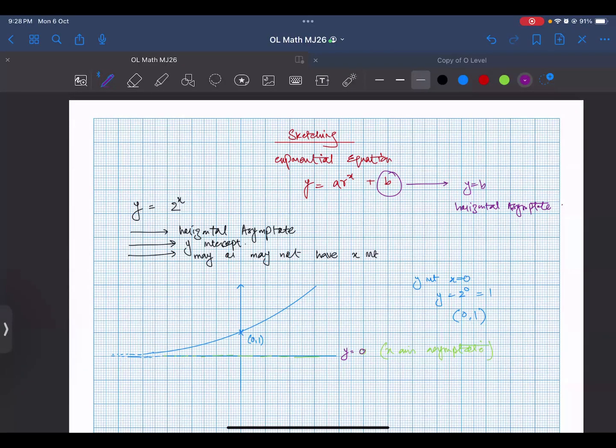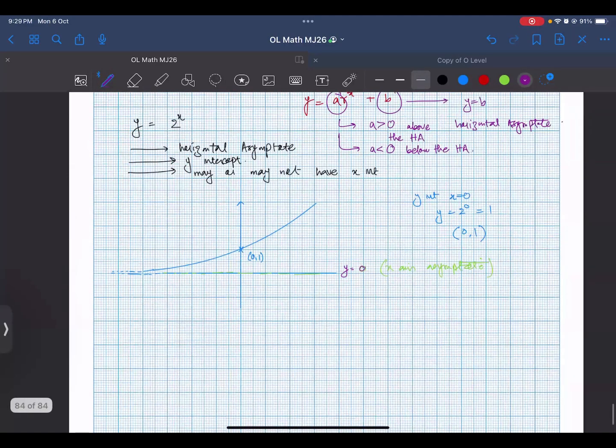Okay. And according to the value of a, if your a is positive, more than 0, then it would be above the horizontal asymptote. And if it is less than 0, then it will be below the horizontal asymptote.